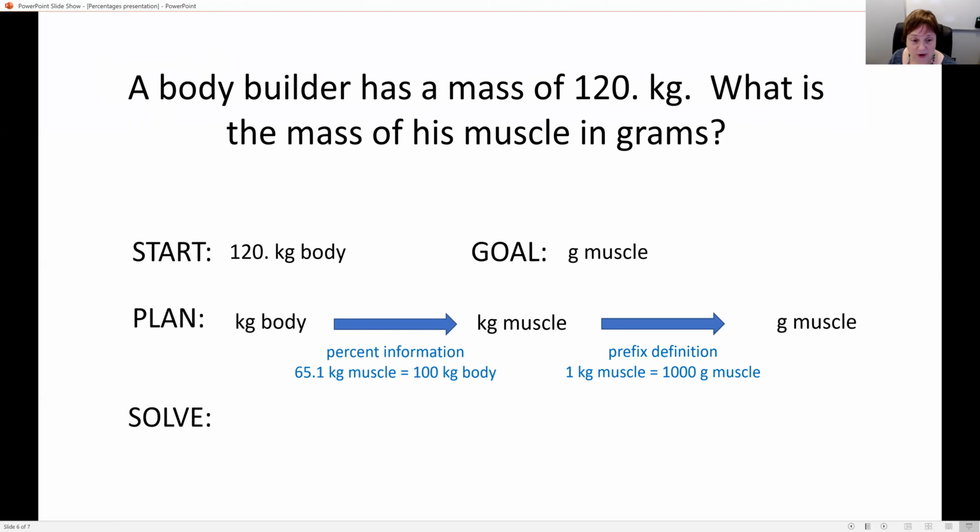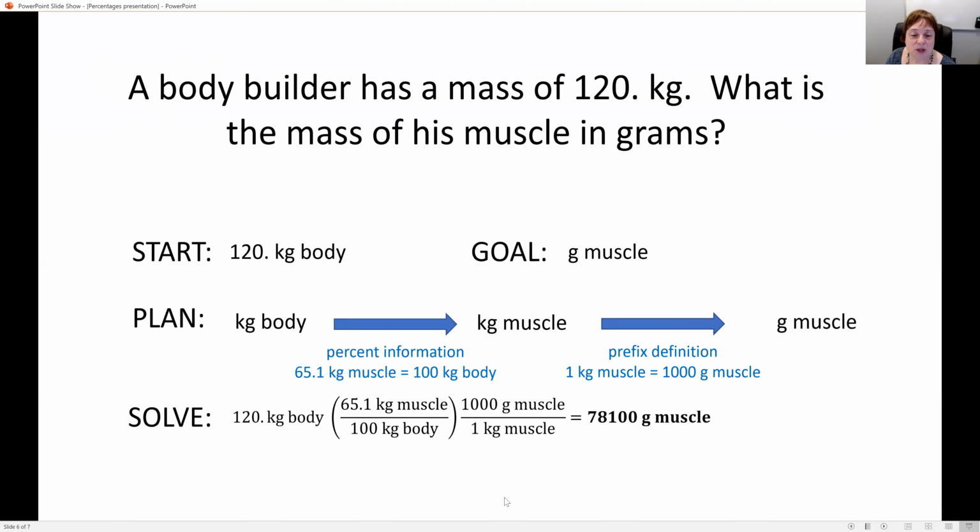Okay, and with that in mind, we can now set up our dimensional analysis problem, let the units do the work for us. Right? Just make sure that we're writing down both the unit, the kilograms, and the material. Is it muscle or is it body? So that we can align our problem solving properly and end up with the proper units of grams of muscle. So 78,100 grams of muscle.